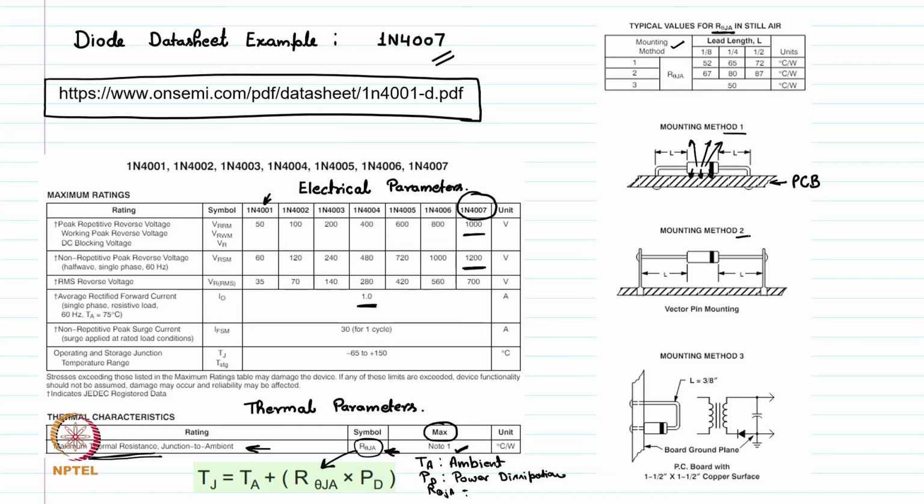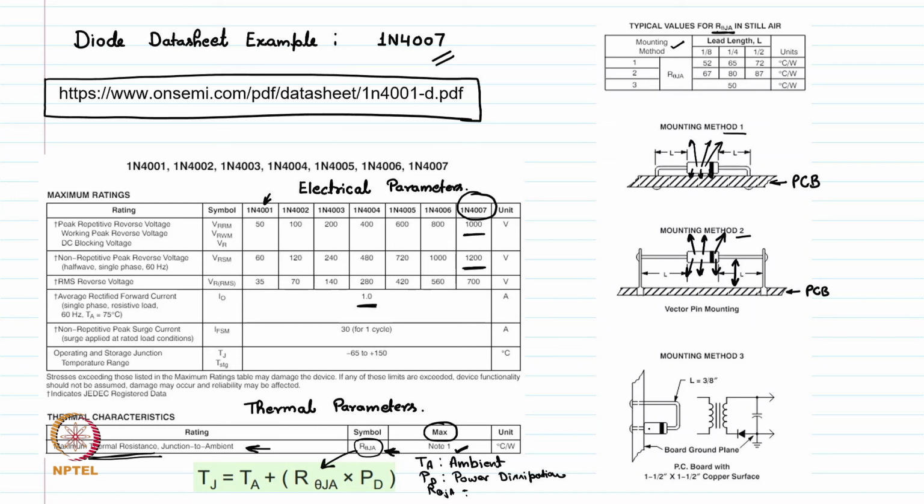However, in method 2, if you see, this is the PCB and we have kept a certain amount of gap between this diode and the PCB. So, the heat can easily dissipate from the top as well as from the bottom. So, the thermal resistance is going to be less in this case.